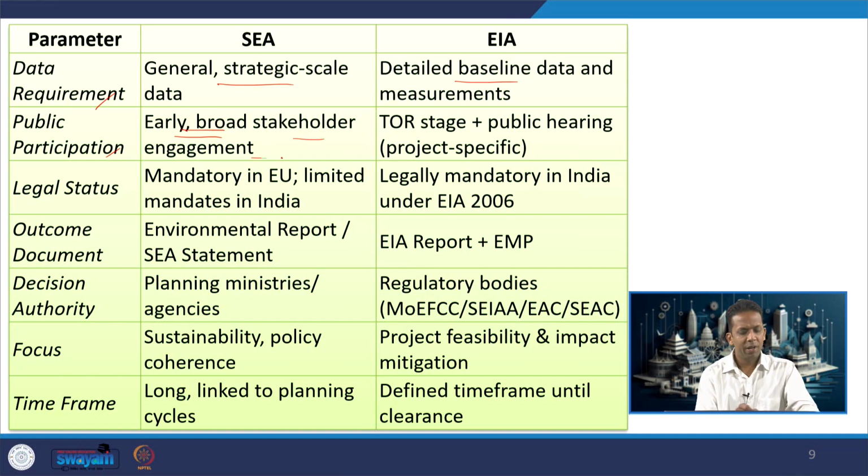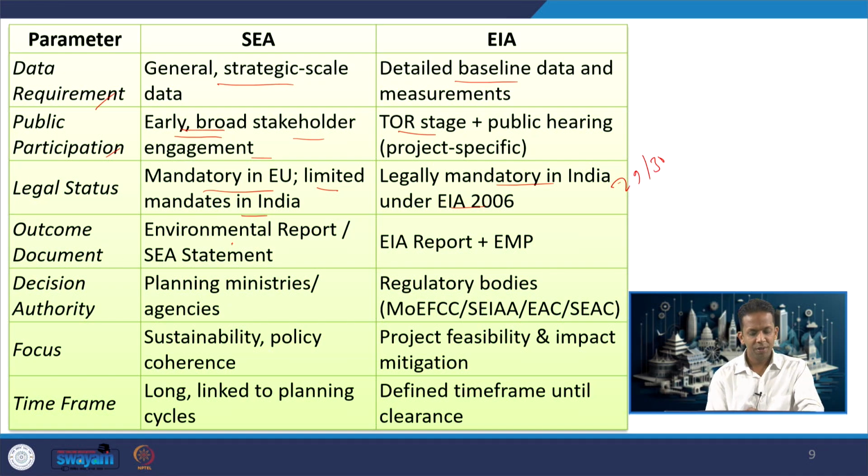So, broad stakeholder engagement would be there, but in EIA it can be at TOR stage, like once the project is defined or designed and it goes for scoping stage or terms of references are made, there public hearing can be done. Legal status: SEA is mandatory in European Union and there are limited mandates in India, but EIA is legally mandatory as per the EIA 2006 notification for many projects under, I think we saw those 29 or 30 discipline categories where projects mandatorily need EIA.